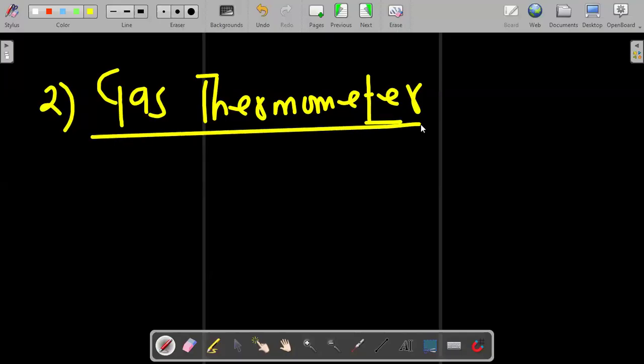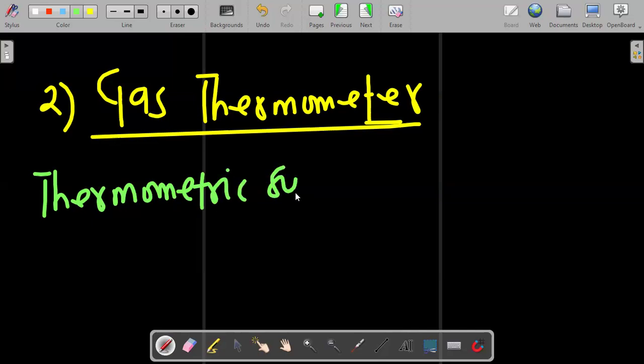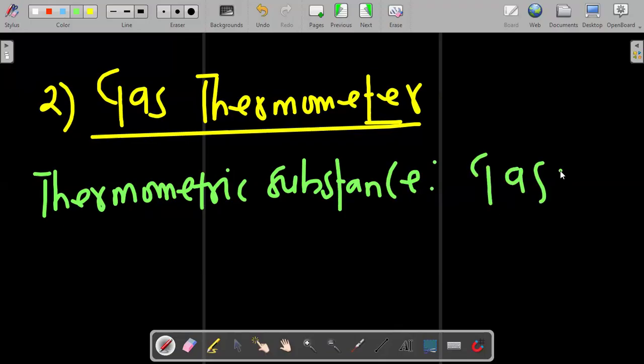That's number two. So what would be the thermometric property? The thermometric substance is gas. The thermometric substance of a gas thermometer, what is inside is gas.